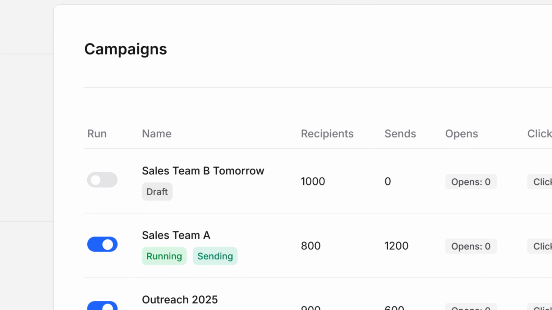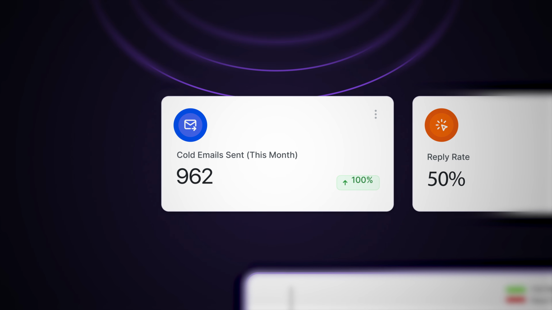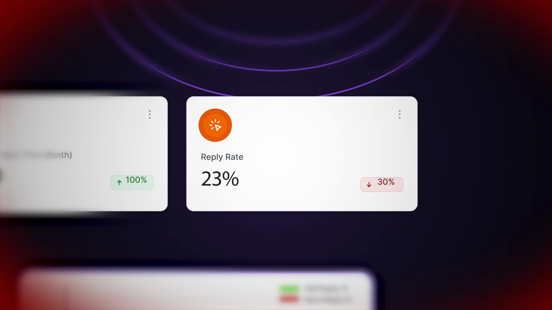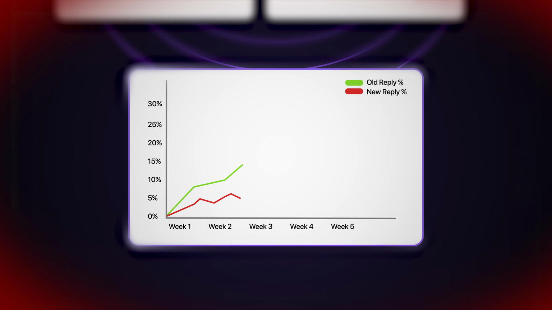Here's a scenario I've seen hundreds of times. Your new cold email campaign just went live. You're sending a lot of outbound, but the replies, they're not coming in, or maybe even worse, they were coming in before and now they're not. And the issue is that you have no idea what changed.